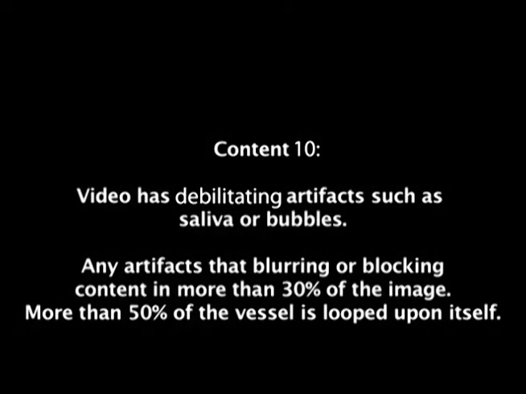For a video to get a content score of 10, there have to be debilitating artifacts such as large bubbles or cloudy saliva that block the view of the vessels. Also, a video will get a score of 10 if the majority of the vessels are looped upon themselves. Here are some examples of unacceptable content.